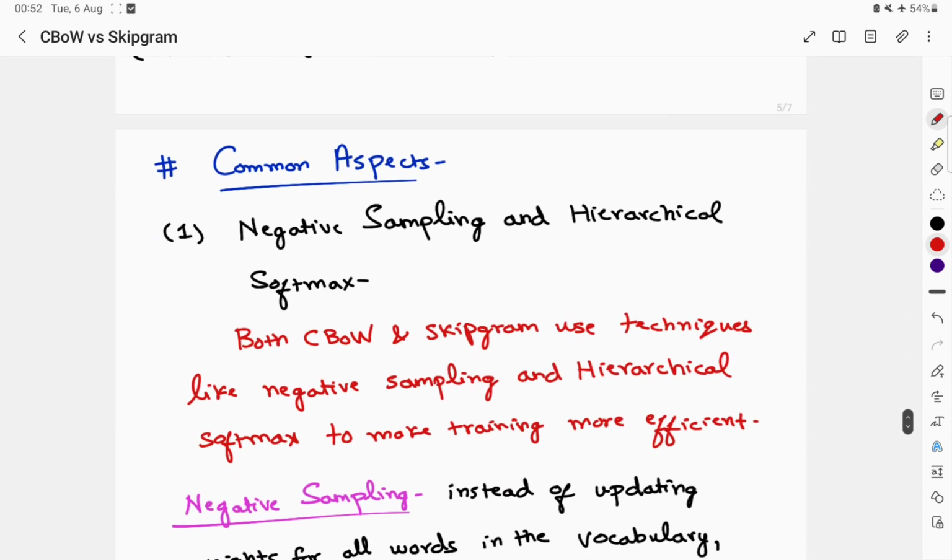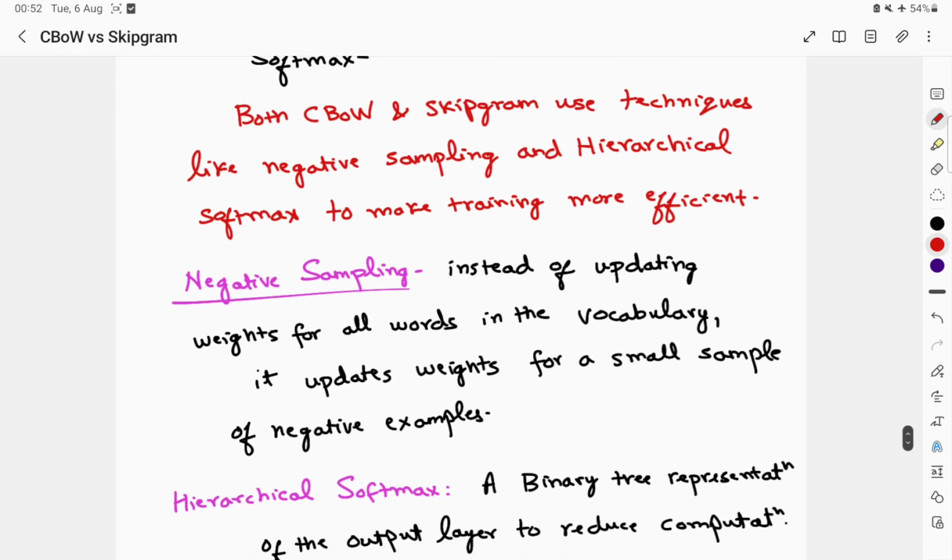Let's talk about some of the common aspects for both CBOW and Skipgram. Both of them use certain techniques to make the training process more efficient, and some of those techniques are negative sampling and hierarchical softmax. Both CBOW and Skipgram use these techniques. The idea behind negative sampling is pretty simple. Instead of updating the weights for all the words in your vocabulary, you update the weights for a small sample of negative examples. That's the core idea behind negative sampling.